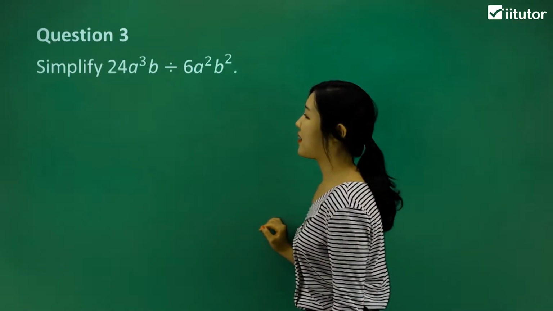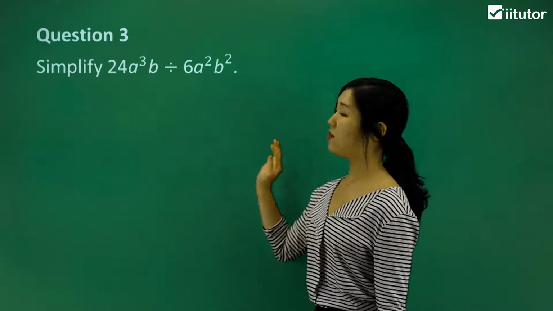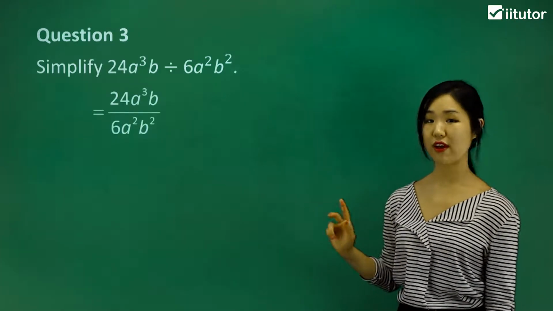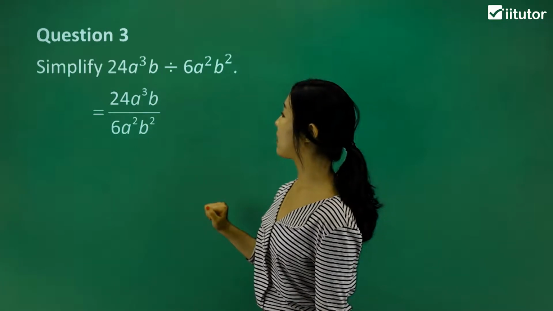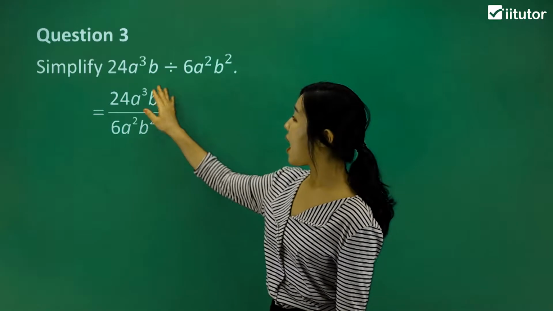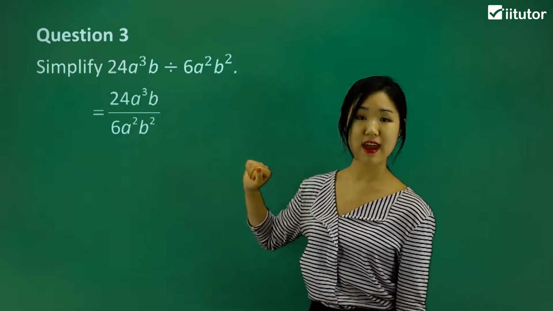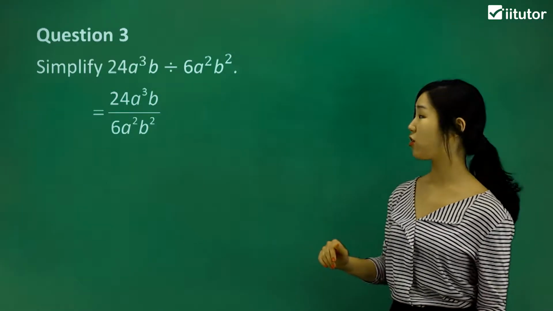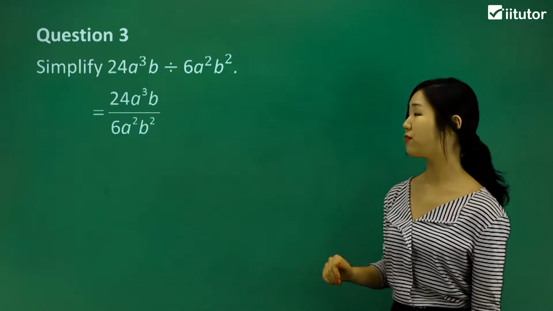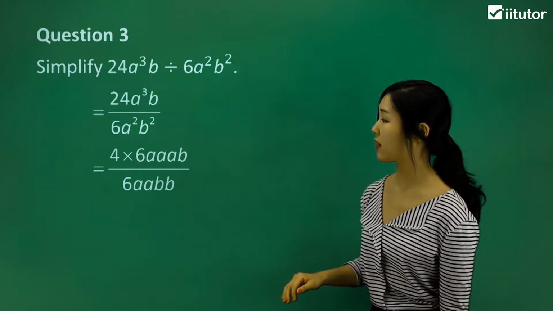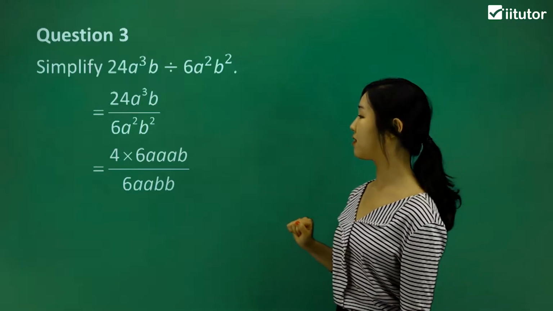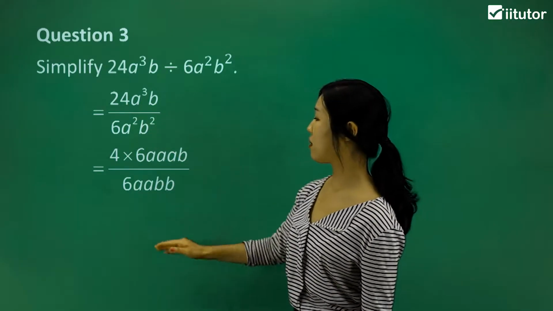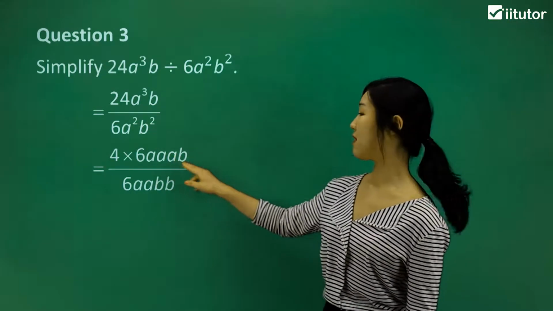Let's do 3 now. Simplify. Okay, we've got the division again. Put it into fraction form. So we've got something like that into its fraction form. And we're going to try to expand it out a bit. We're going to put it into its expanded notation. So the 24, I'm going to change it to something like this, 4 times 6, and then the a cubed, I'm going to make it aaa, and then the b.